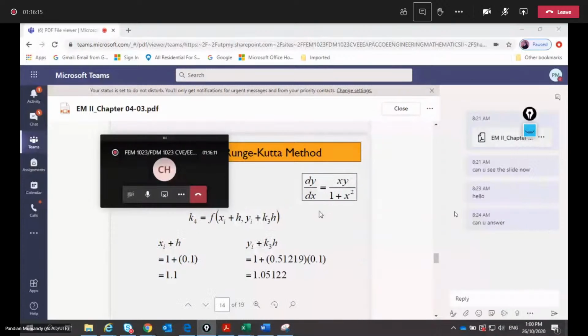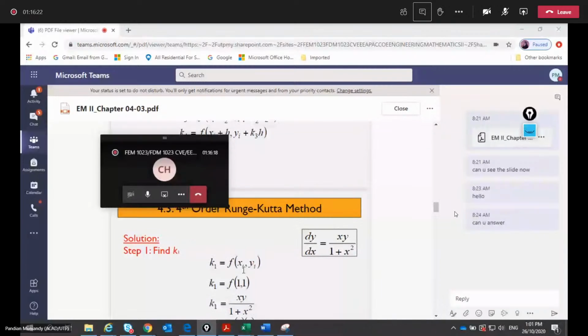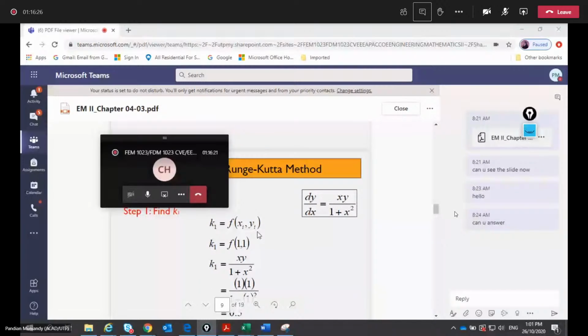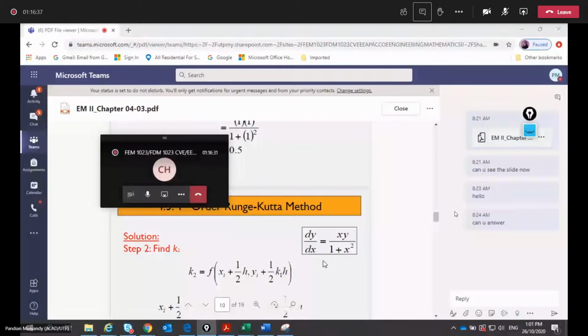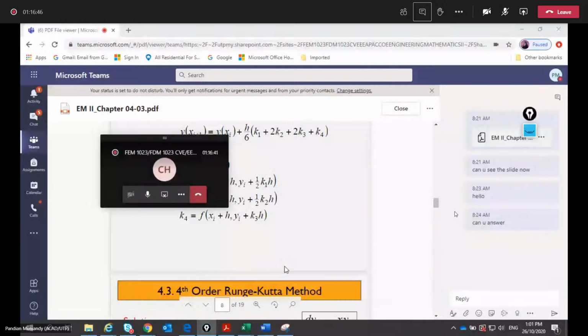So your K1 is f(x1, y1). So x1 is 1.1, y1 is 1.05119. That one we haven't calculated yet. This one, f(1.1, ...), not yet.